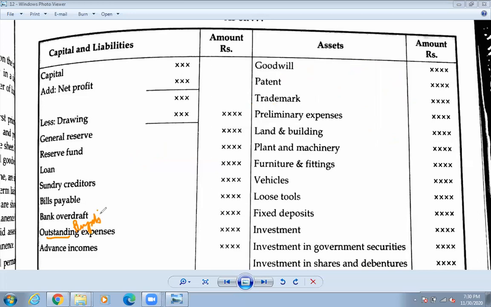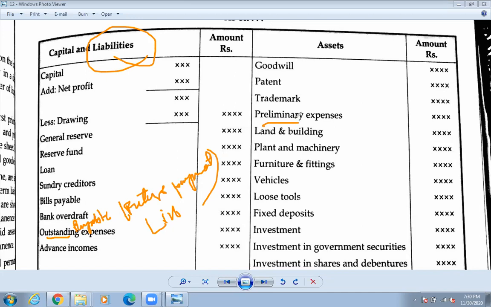Outstanding means also payable, that means you need to pay in the future. What is future payment? Future payment is also called the liabilities. So this is called liabilities. Preliminary means pre, meaning expenses already paid.